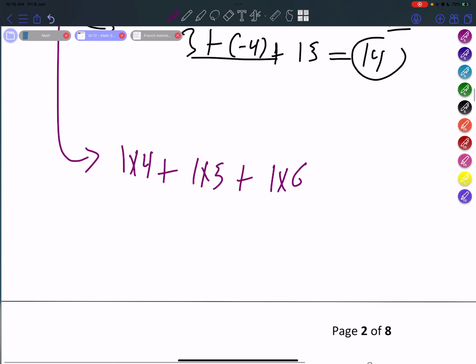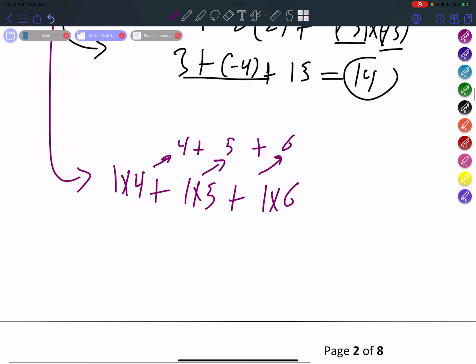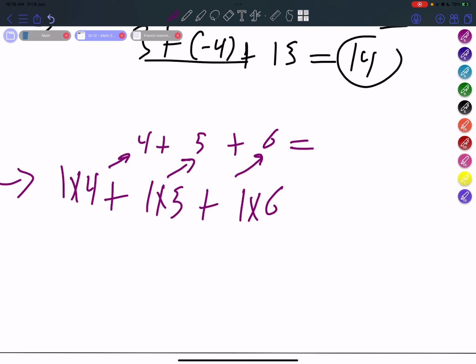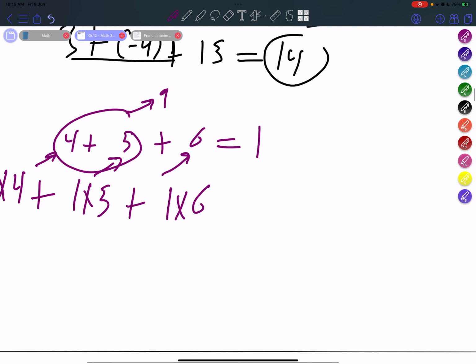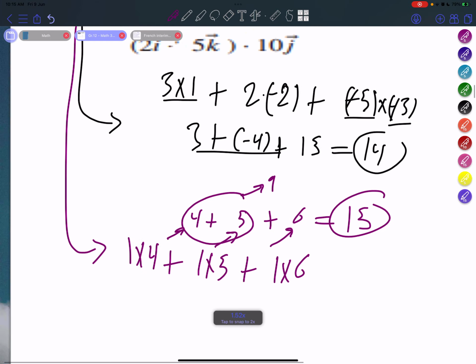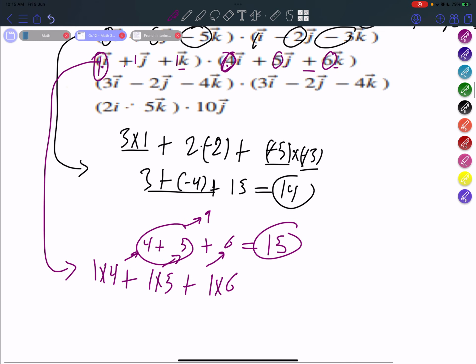Now we can just simplify it. So 1 times 4 is 4, 1 times 5 is 5, 1 times 6 is 6. Add them up, and finally you will get 4 plus 5 is 9, plus 6, which is 15. This is 15. Okay, now moving on to the third question.